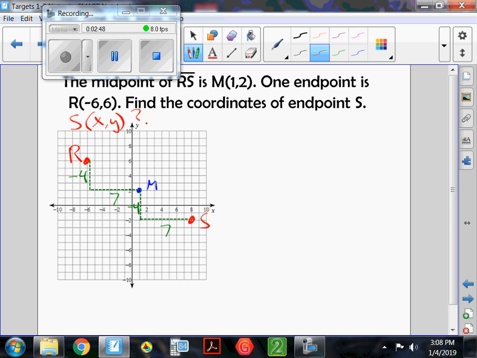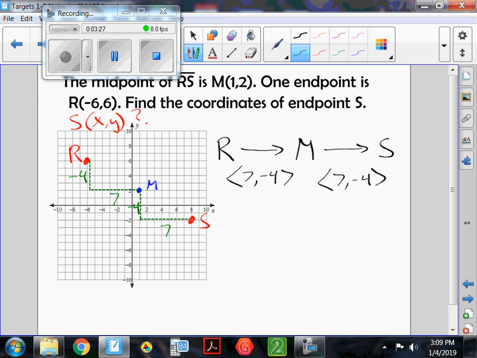Along with that strategy, maybe without even thinking about the graph, is to think about it as a transformation. If I went from point R to M, and then from M to S, because I want the distance to be the same from R to M as it is from M to S, however I translate R to M, I need to translate the same way from M to S. If I write it as a translation vector, from R to M, I went 7 to the right and down 4, which means when I go from M to S, I'm going to go 7 to the right and down 4. Now I can come up with those numbers with the graph or without the graph.